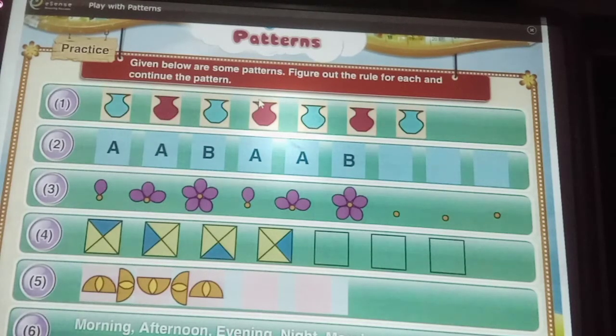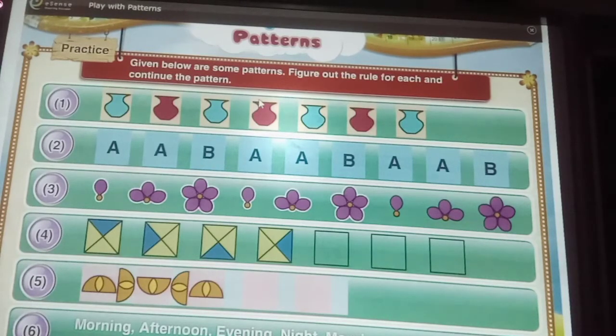In the second pattern, 2 times A is given and 1 time B is given. This pattern is then repeated. Thus, after B, we will have 2 times A and 1 time B. In the third pattern, 1, 3 and 5 petal flower is given. This pattern is then repeated. Thus, in the given blank space, we will have 1, 3 and 5 petal flower.